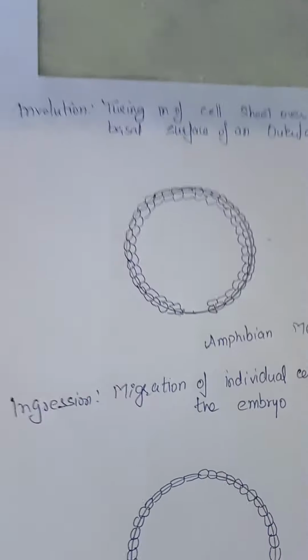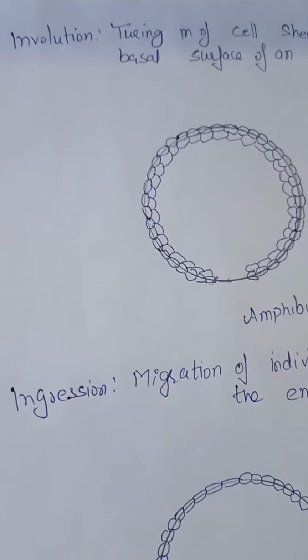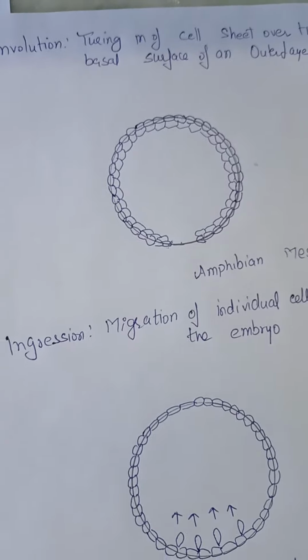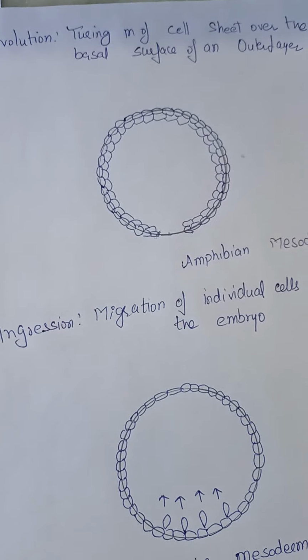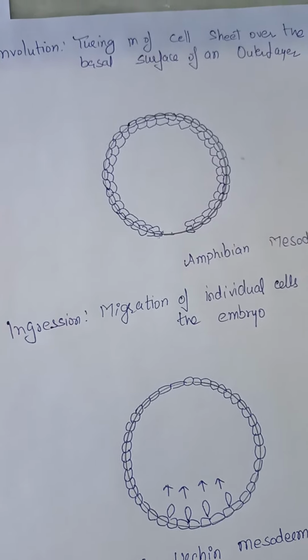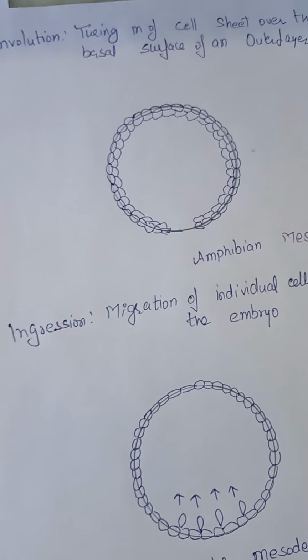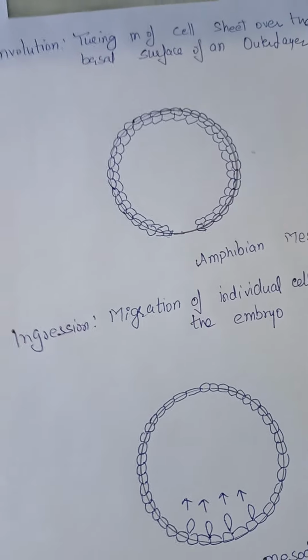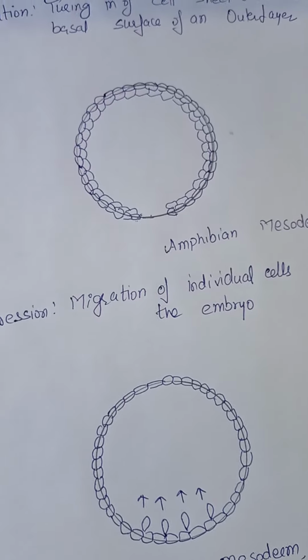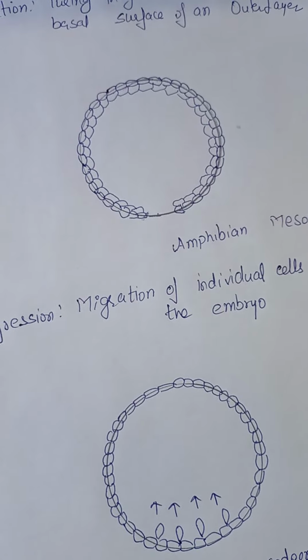If we talk about the other type of cell movement, here involution is there. So what happens in involution? It is the turning in of the cell sheet over the basal surface of the outer layer. So here you can see that two layers of cells are there, and with involution, what happens? That enfolding of the cells results.